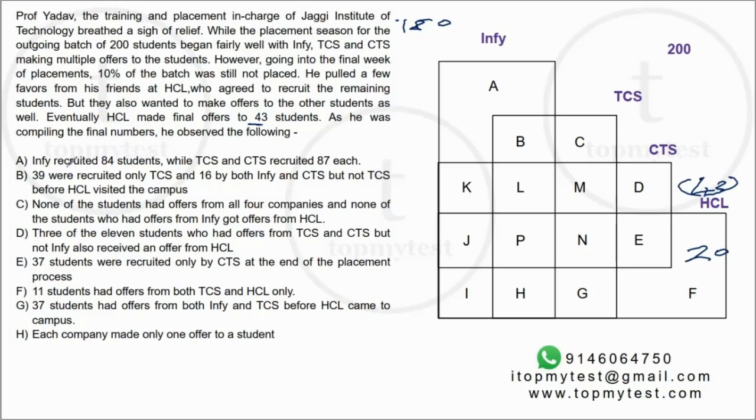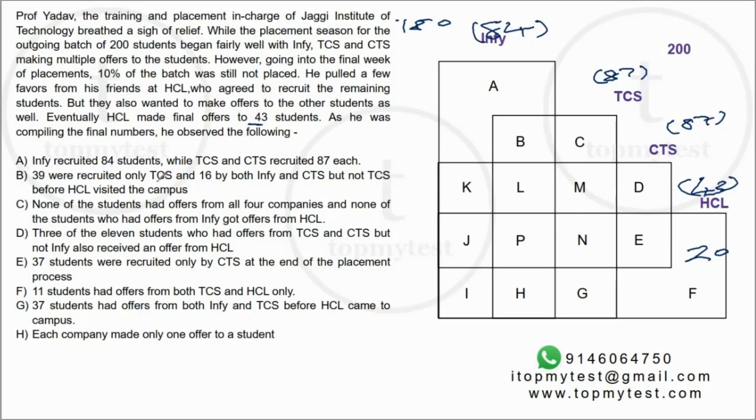Okay, part A says Infosys recruited 84 students, TCS and CTS recruited 87 each. So total people in Infosys will be 84. TCS and CTS are 87 each. So if you add up the entire TCS part, which is B, C, M, N, P, L, H, J, G, this will add up to 87. Similarly, CTS will also add up to 87. Infosys will add up to 84 and HCL adds up to 43, out of which 20 are only HCL.